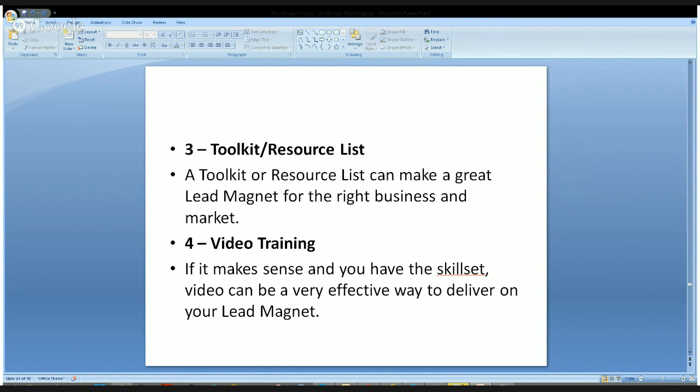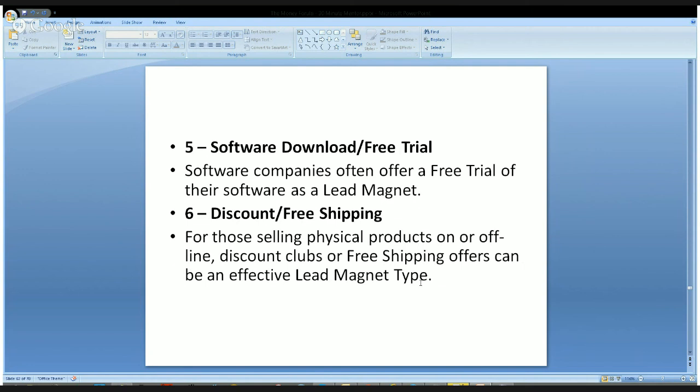So where was I? Well, money formula. Here we go. Next. Software downloads and free trials. You'll see this often by software companies. They'll give you a month's free trial of their software as a lead magnet, and you can try it for a month, and if you don't like it, you don't buy it, and if you do, you do. It's as simple as that.